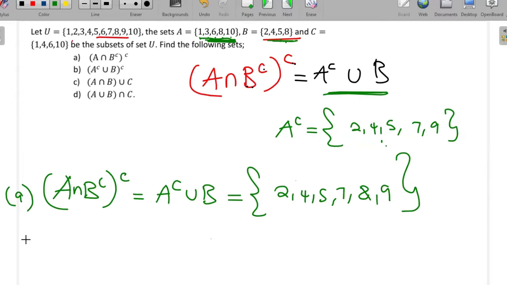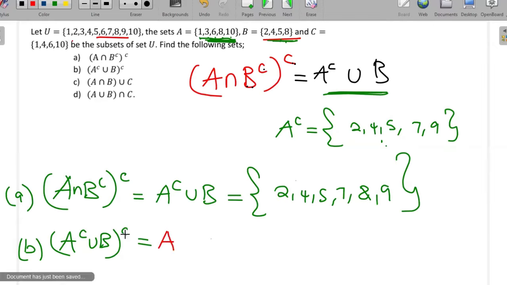If we go to part B, it is (A complement union B) complement, and I have the complement outside like that. The first thing you do is distribute this complement to whatever you have inside. So this complement to the A complement, the complements are going to cancel each other, so I'm just going to remain with A. And then the complement to the union is going to turn it upside down, so it will now be intersection. And then the complement to the B is going to be B complement. So here we're looking to intersect B complement with A.